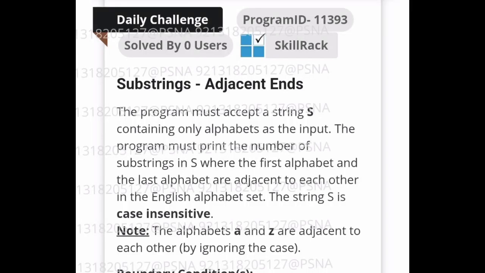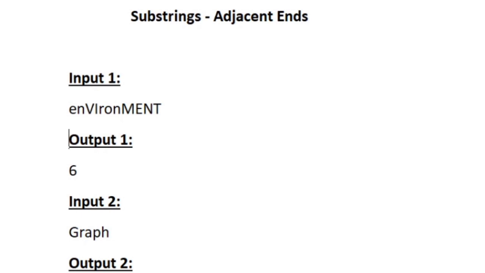This is the question asked in today's SkillRack daily challenge. So we are given a string as an input and our task is to find the substrings in which the first and last character are adjacent in the alphabet series. So our first task is to generate all the substrings for the given input string str.